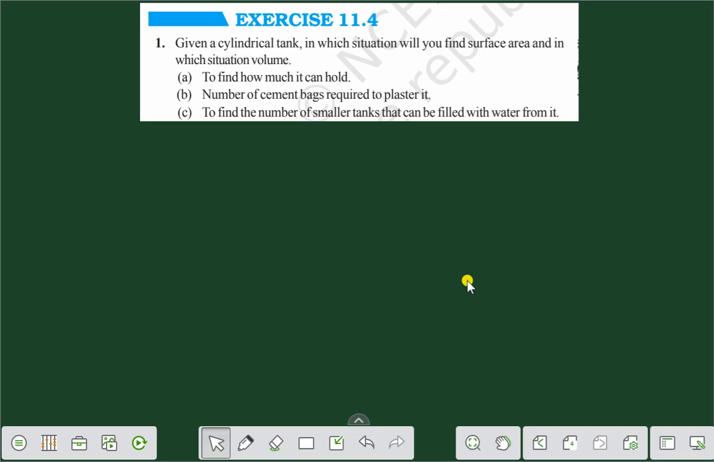Hello everyone. Today I shall discuss exercise 11.4 question number 1. Given a cylindrical tank, in which situation will you find surface area and in which situation volume?